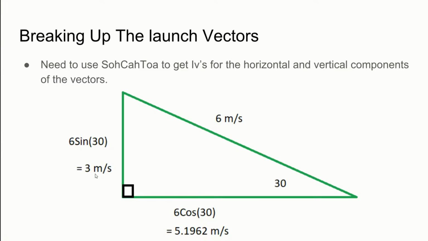Step number 1 is to break up the launch vectors. The 6 meters per second is not very useful to us by itself. We need the horizontal and vertical components to be able to do some calculations with it. So we end up with an initial velocity on the horizontal component of 5.1962 meters per second and a vertical initial velocity of 3 meters per second.